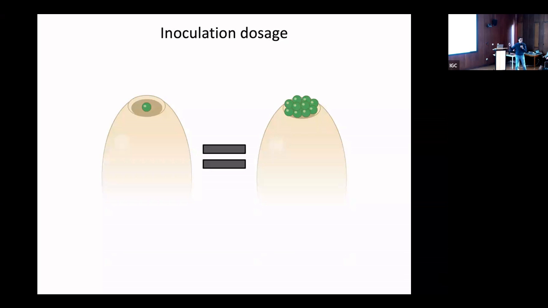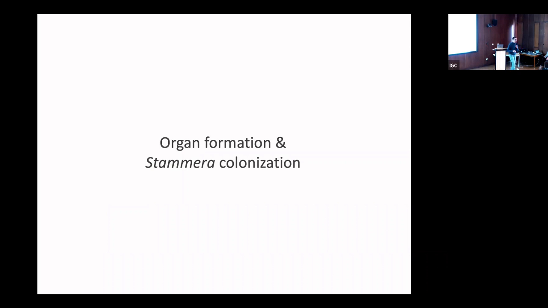And so a follow-up experiment that we want to do is actually conduct this exact experiment, but under field conditions where there are more drastic fluctuations in temperature and humidity, potentially disrupting the symbiosis transmission. All right, so the follow-up set of questions relate to organ formation relative to symbiont presence.